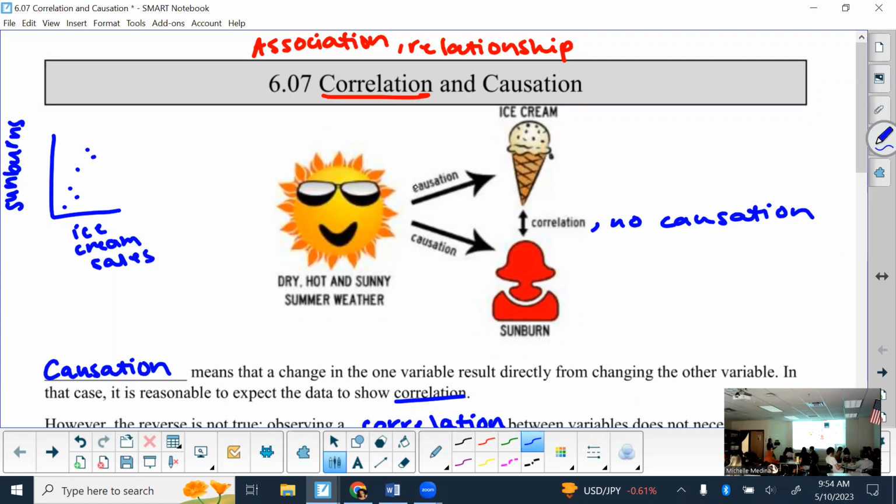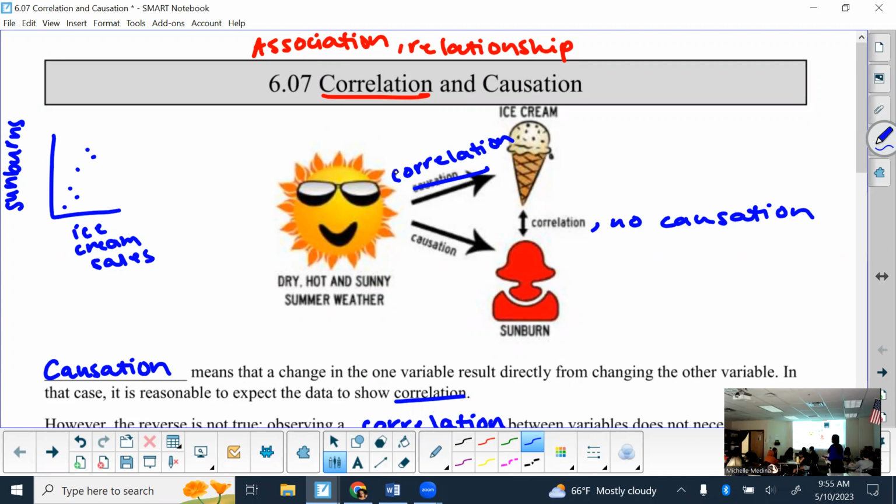Now, this says causation here, but I would argue that it's actually just a correlation. Because do you still sometimes want ice cream in the winter? Yes. So I wouldn't say that the sun is the only thing that causes you to want ice cream. So I would say there's just a correlation there.